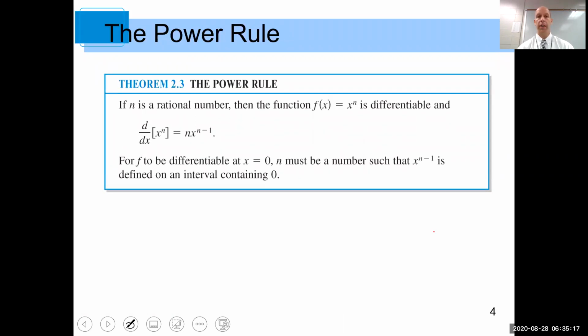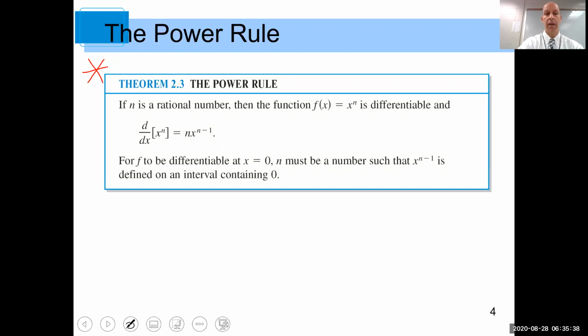Our second rule is the power rule. This is probably the most important rule for you to know. The power rule is as follows. Say you have a function x to the n, then the derivative of x to the n is n x to the n minus 1.